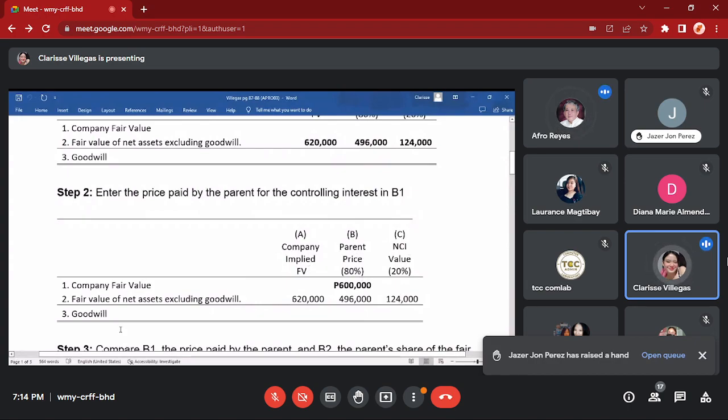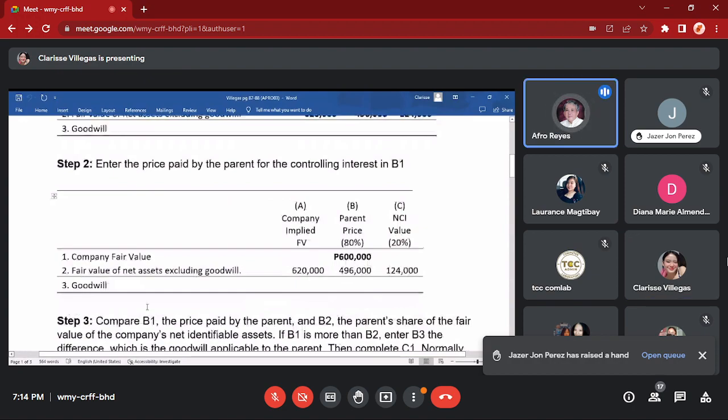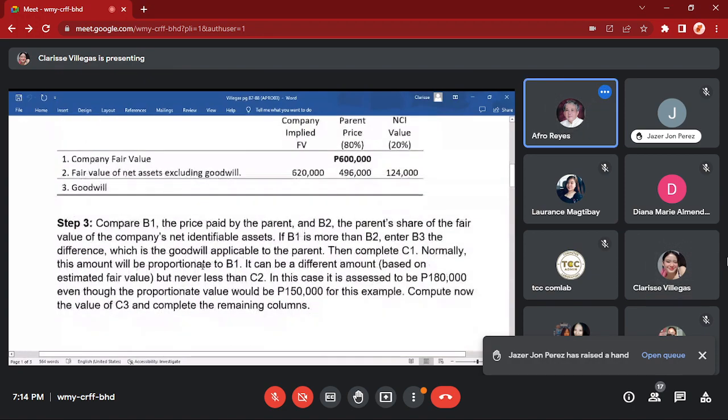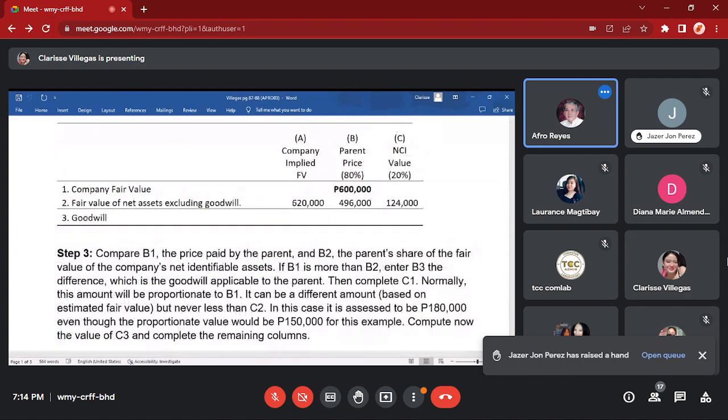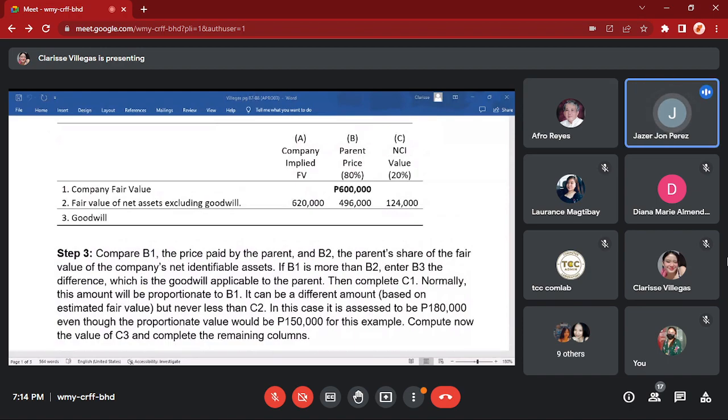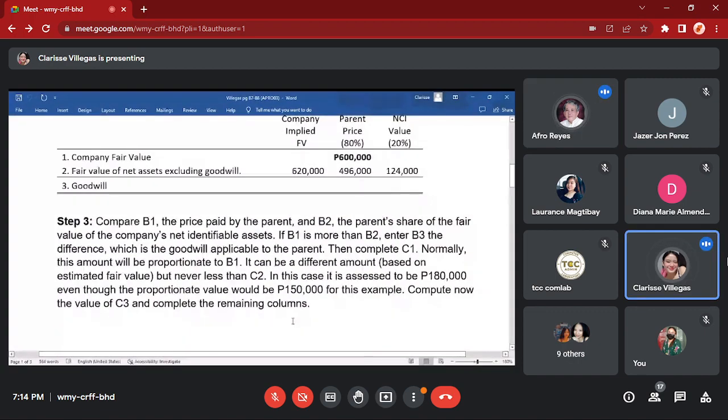Sir Perez, Goodwill, Christian. O bakit po? Perez? Why? Perez? Sir, napindot lang po, sorry po. Ah, kala ko may tanong ka. O sige, continue.